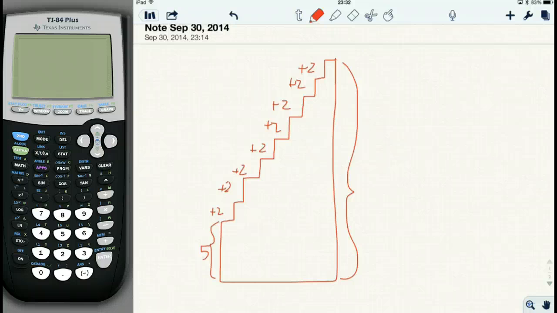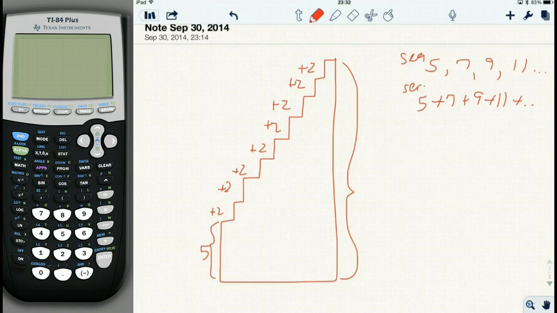A sequence is like a list of numbers. For example, 5, 7, 9, 11. Okay, that is a sequence. What is a series? A series is when you want to take all those numbers and add them together and find out what their sum is. So this is a sequence and this is a series.